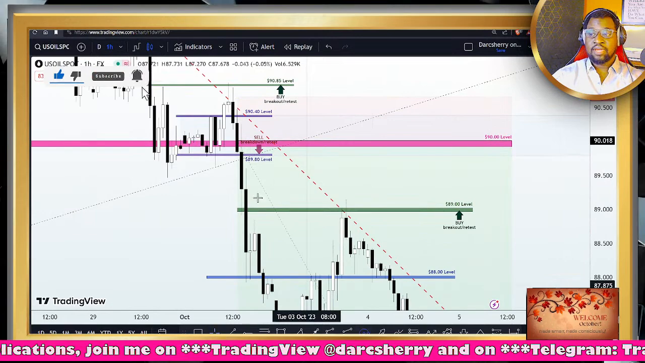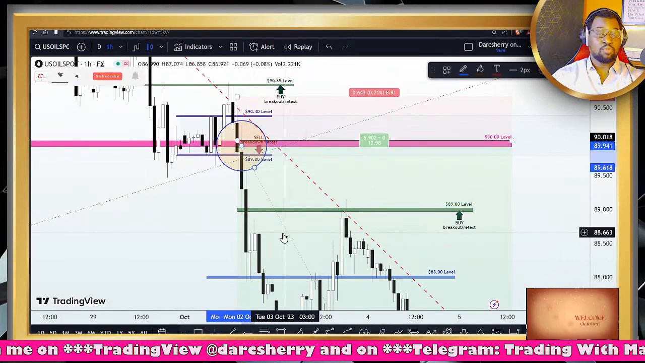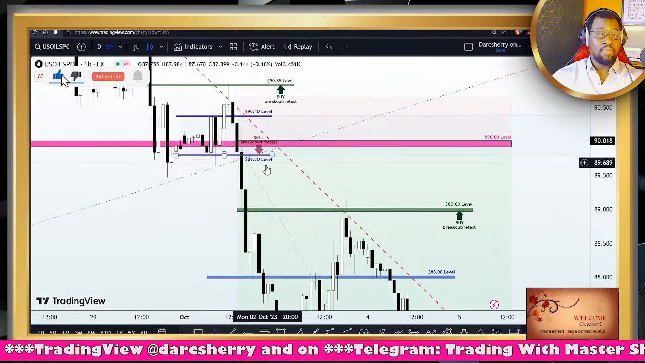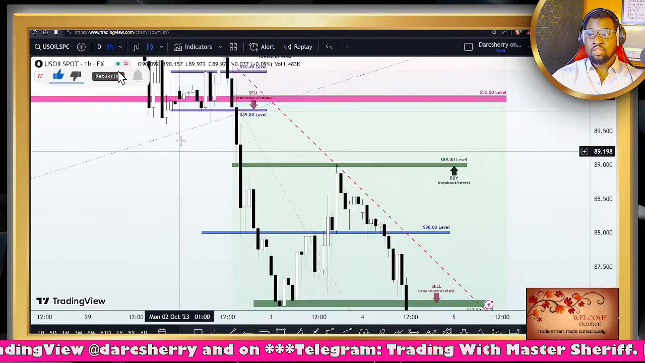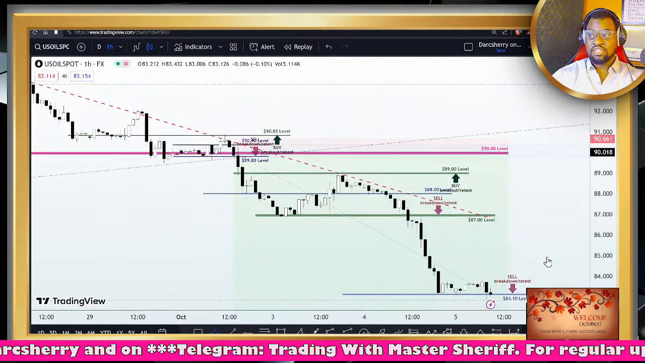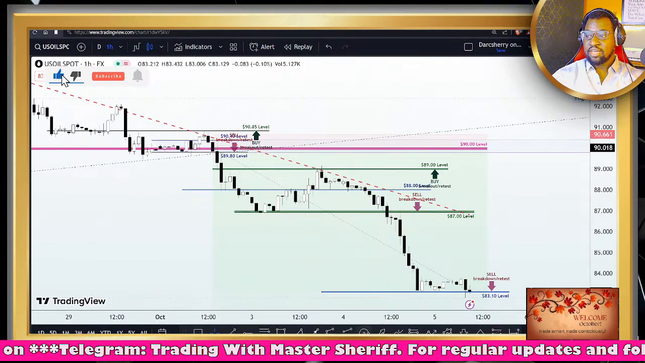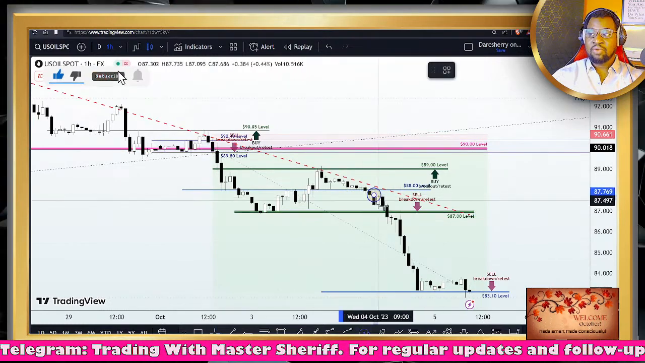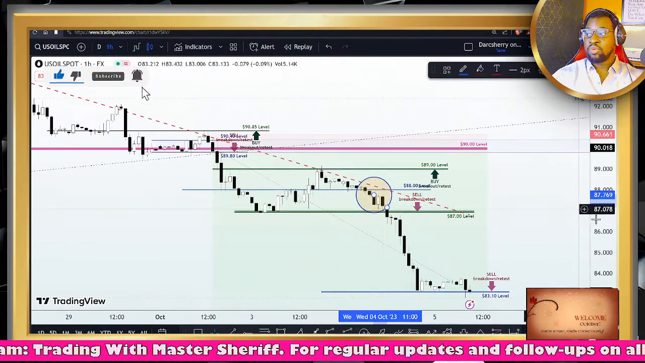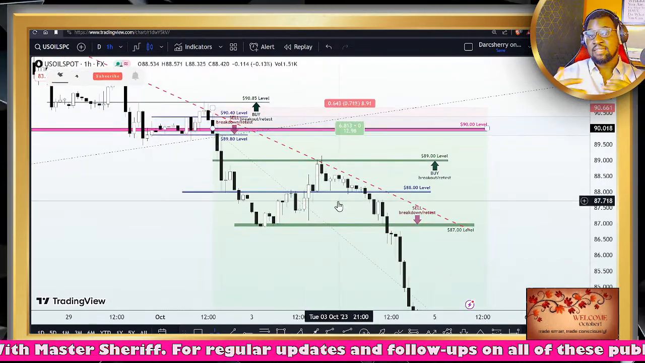So we saw the breakdown happen here, retest of structure which triggered our first sell position, and since that moment we have been selling the US Oil Spot. Now, during the course of yesterday's live session, we were around here. We were just right around that $88 area, which interestingly shares a confluence with that descending trend line.